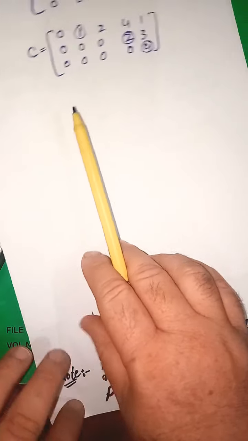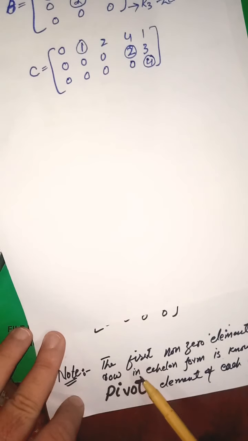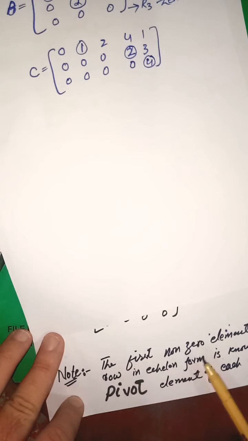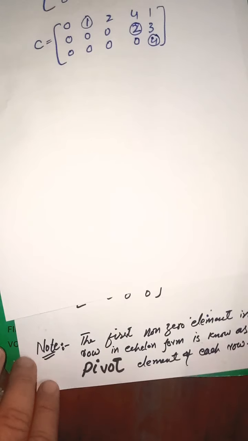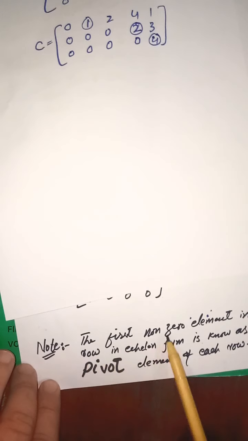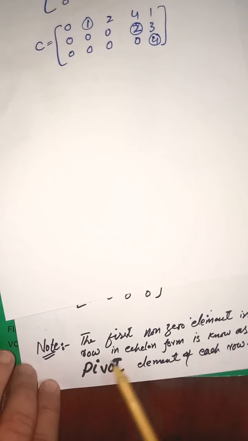The first non-zero element in each row in echelon form is known as the pivot element of each row. Again, the first non-zero element in each row in echelon form is known as the pivot element of each row.